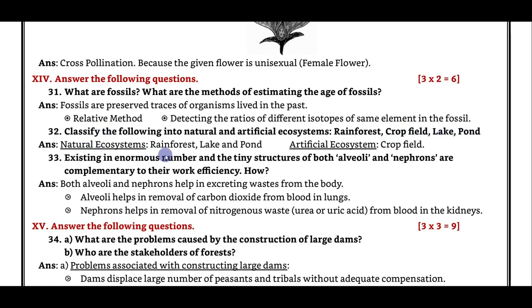Next question, classify the following into natural and artificial ecosystem: rainforest, cropfield, lake, pond. Natural ecosystems are rainforest, lake and pond. Artificial is cropfield.